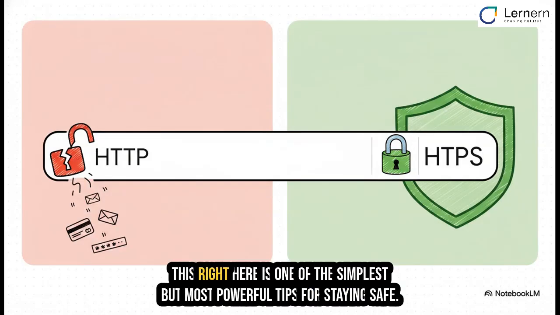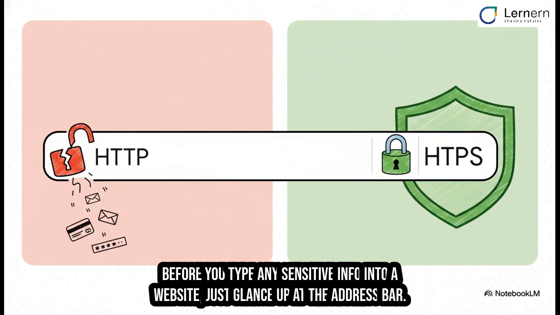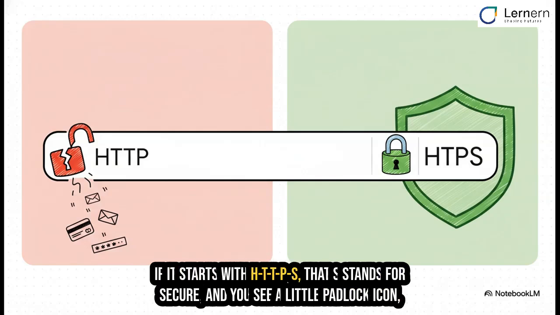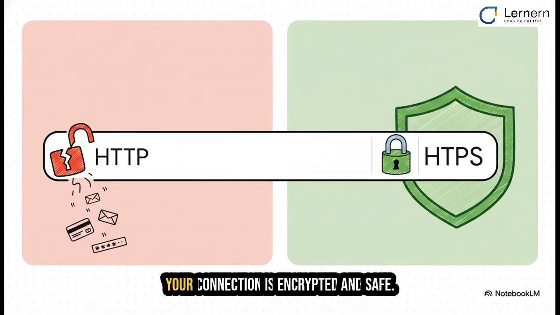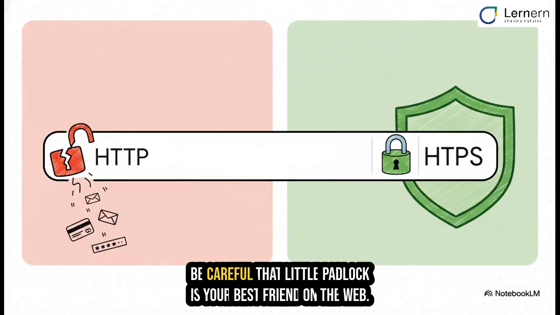Okay, this right here is one of the simplest but most powerful tips for staying safe. Before you type any sensitive info into a website, just glance up at the address bar. If it starts with HTTPS, that S stands for secure, and you see a little padlock icon, your connection is encrypted and safe. If it just says HTTP, no S, no padlock, be careful. That little padlock is your best friend on the web.